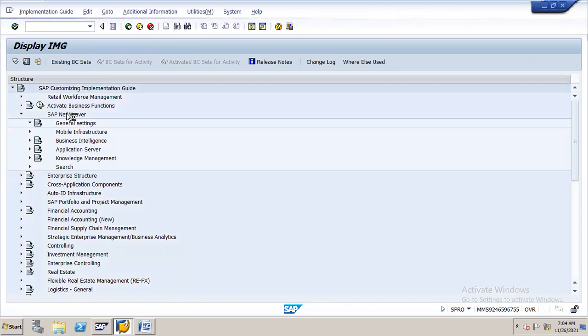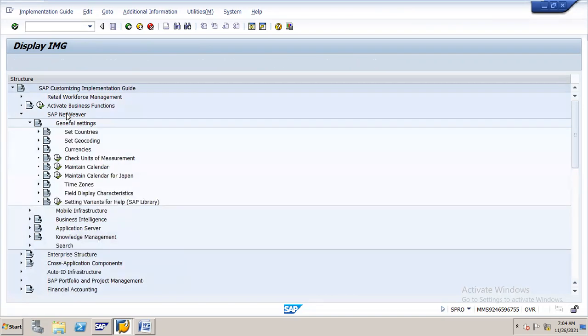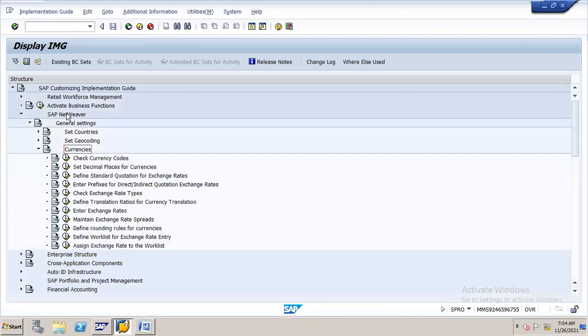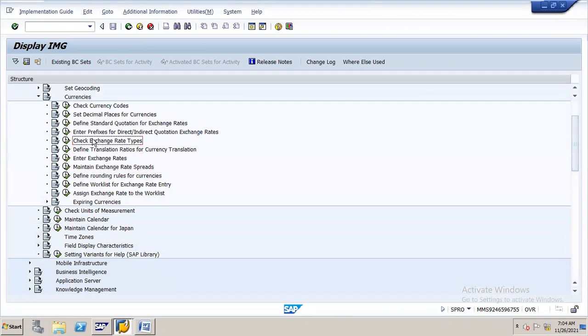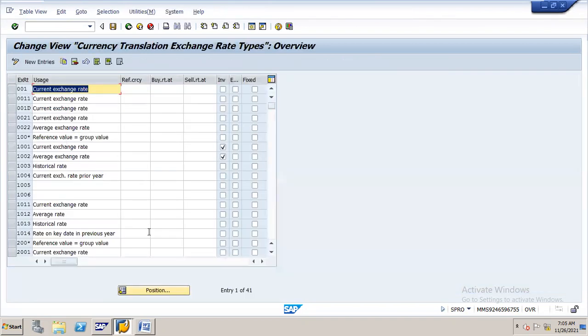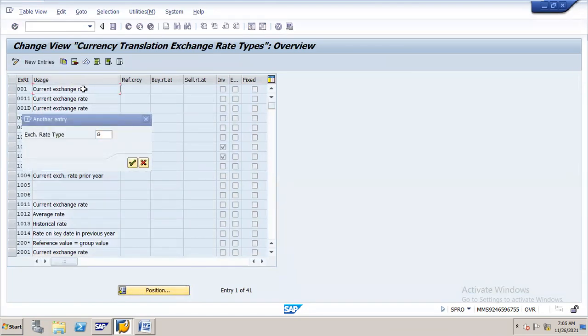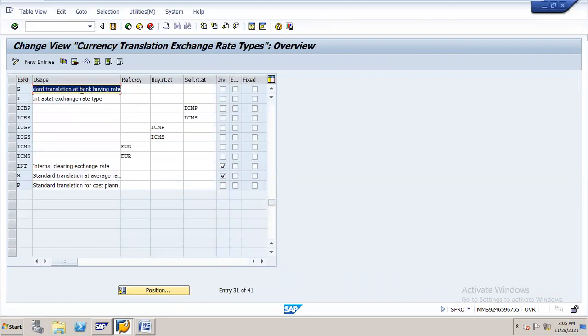General settings. Currencies. Here, exchange rate. Check. Check means you just check it. No need to create this. It is predefined by the system. So let me show you here first. Position G is bank buying. It is already predefined. No need to create them.